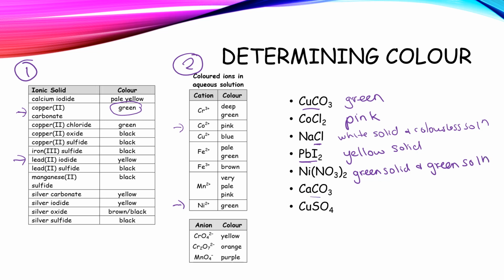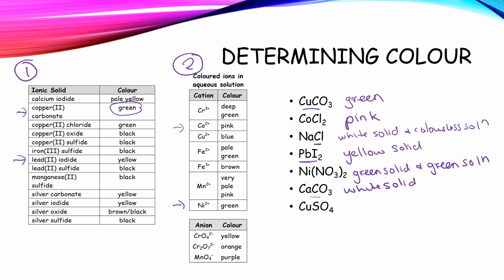Next one, calcium carbonate. Go down my exception list, then look at the coloured ions in aqueous solution. It's not there. So if it's not there, that means it's a white solid. And as calcium carbonate will not dissolve in water, you don't get a solution.